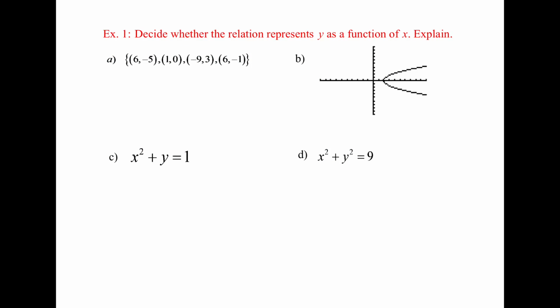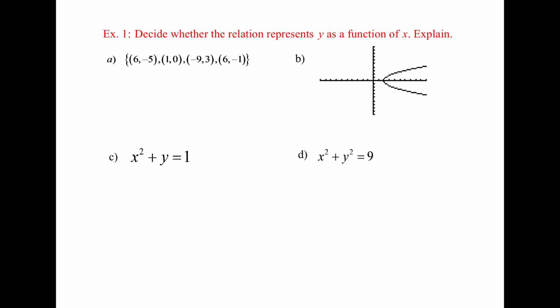The first example we're going to look at is example 1. Decide whether the relation represents y as a function of x. So what we just talked about, and make sure you explain what your answer is. On the first one, just a set of ordered pairs, what are we looking at? Well, we have 6 going to -5, 1 going to 0, -9 going to 3, and 6 going to -1.